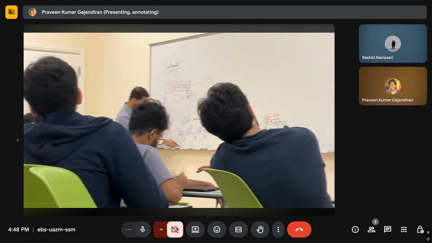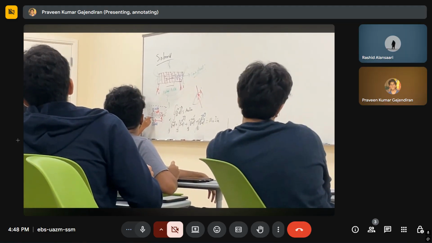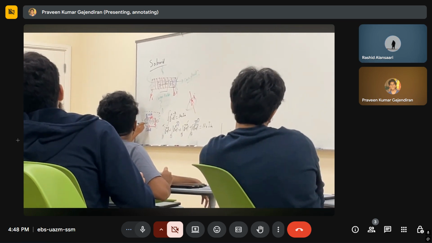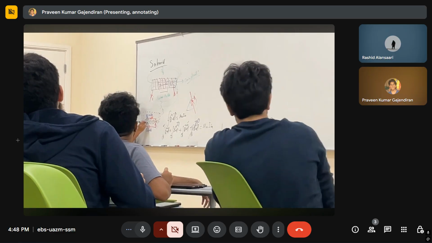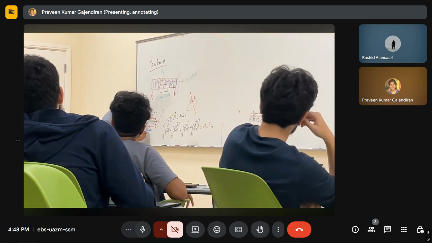Your magnetic field goes this way, right? And this magnetic field goes this way, like this. So if you look at this region, the field created in this region will almost cancel out.